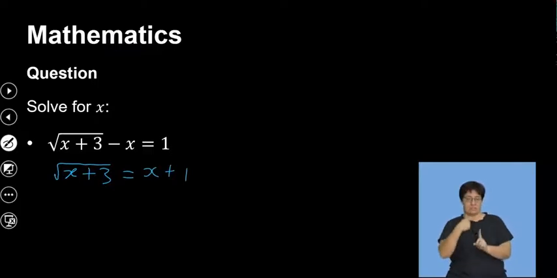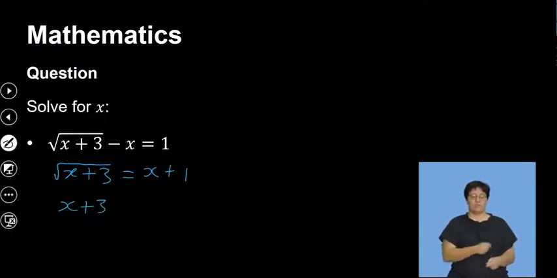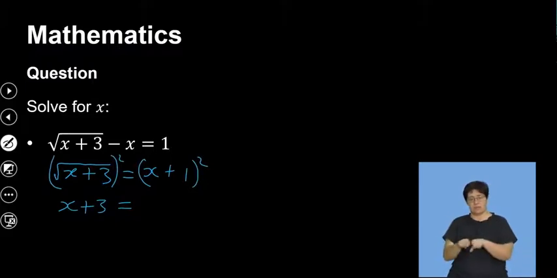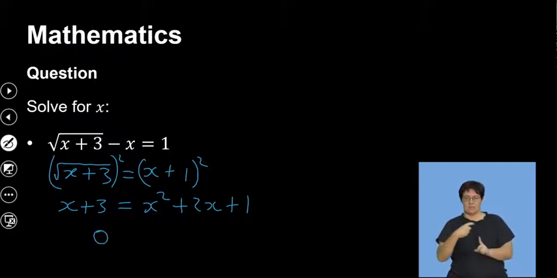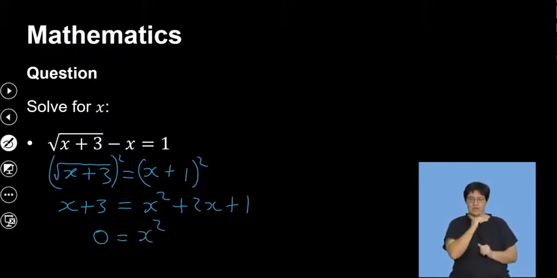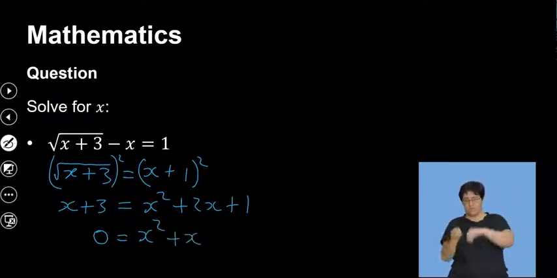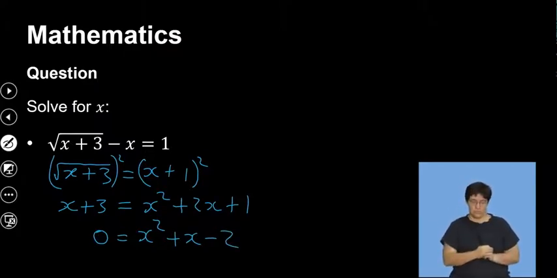And then I square both sides like we did with the previous one. So this becomes x plus 3 equal to, right? I square there, I square here. Remember, this will be a binomial and a binomial, which will be x squared plus 2x plus 1. Then let's simplify this. It becomes 0 equal to x squared. Then the x moving to the other side will be plus x. The 3 moving to the other side will be minus 2.